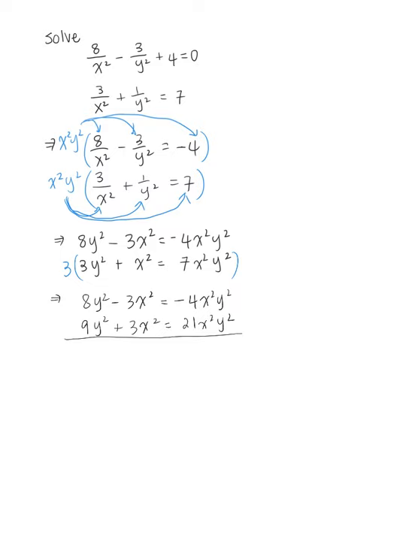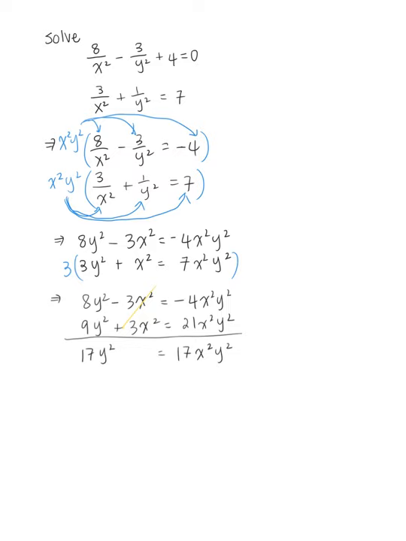So now if I add vertically, notice that you can kill this guy. So now what do we have left? We have 17y squared equals 17x squared y squared. Oh, looking good. Now don't you dare divide by 17 times y squared, because y can be 0 and then you cannot divide by 0.